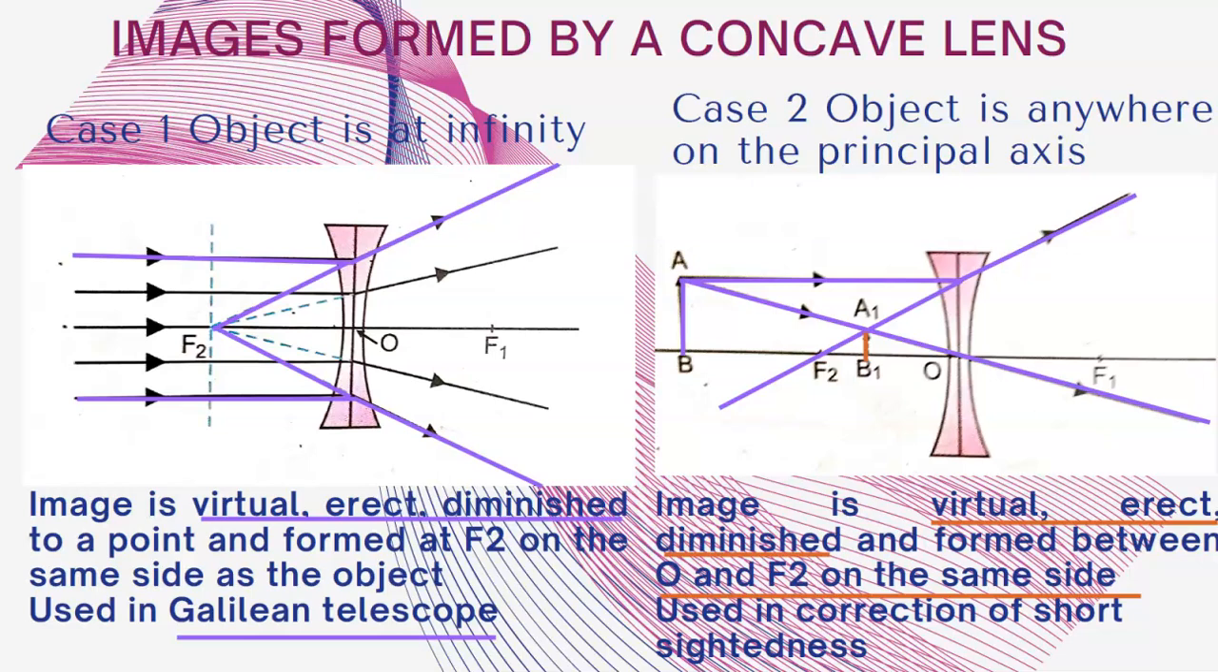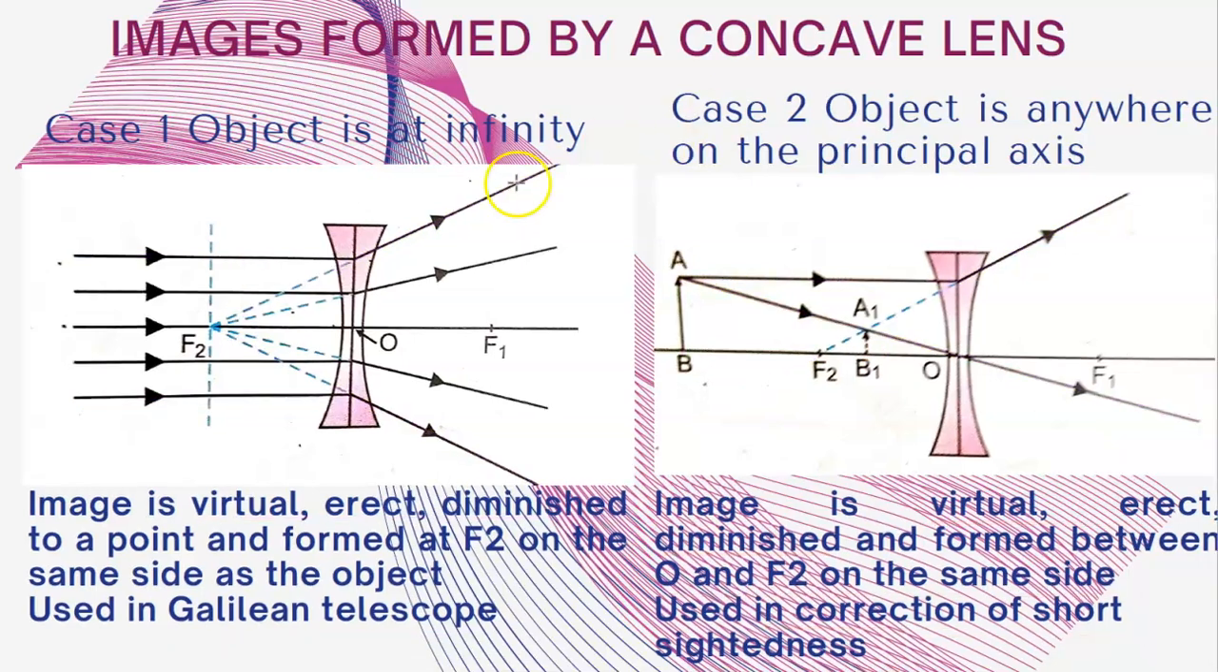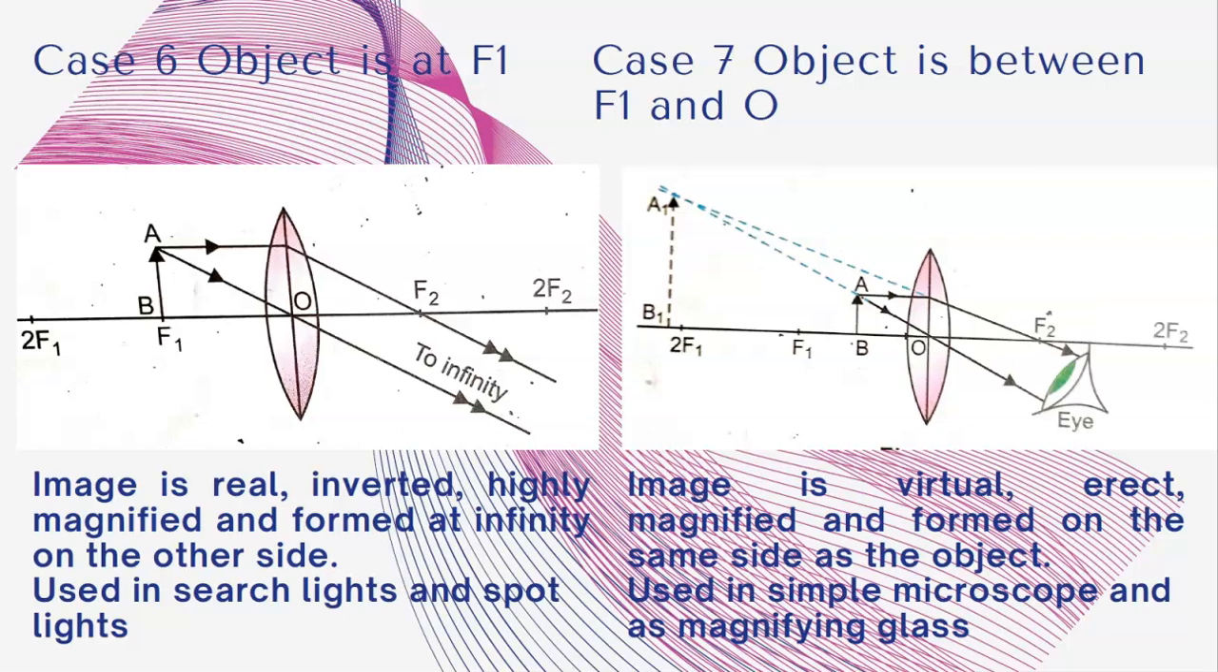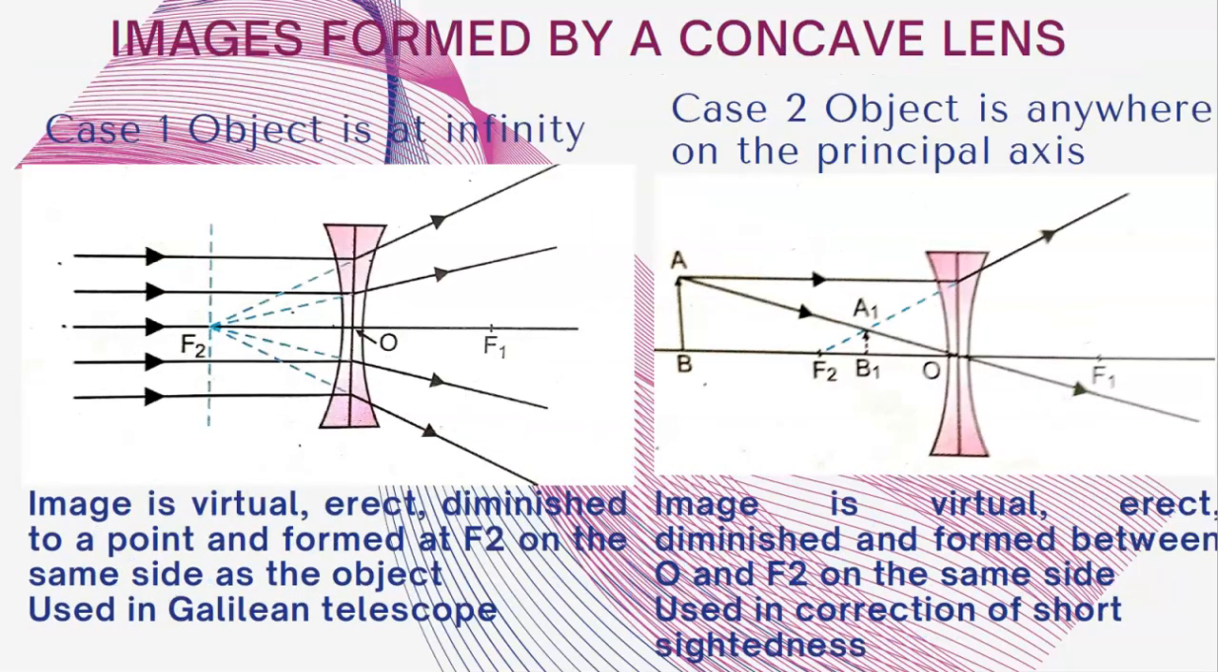This case again is an important case because it is used for the correction of short-sightedness or myopia. Whosoever has specs, whosoever suffers from short-sightedness, it is a defect of the eye, will always have a concave lens in their spectacles. So we are done with the images formed by concave lens as well. Only 2 cases for concave lens and 7 cases for convex lens.